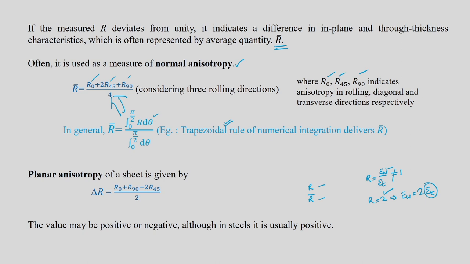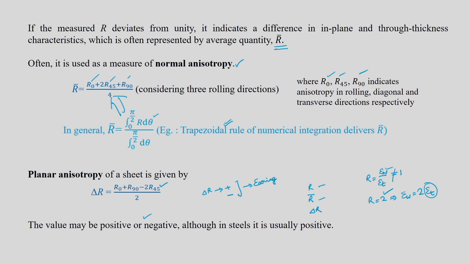So how do you define planar anisotropy, which defines how this anisotropy characteristic changes in the plane itself? It is written as delta R. The third parameter is delta R, which we have already discussed. It tells you how different R45 is as compared to R0 and R90. So delta R is R0 plus R90 minus 2 R45, divided by 2, or R0 plus R90 by 2 minus R45. This may be positive or negative, and depending on that, earing characteristics are going to change. Earing will be there, but the characteristics will change.